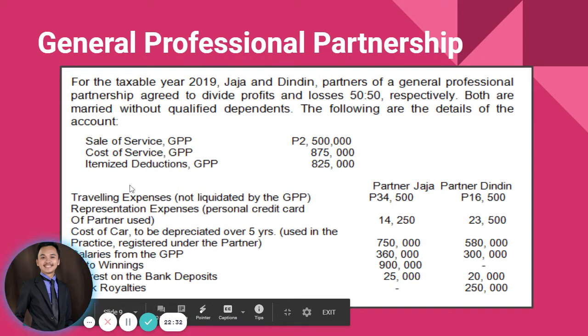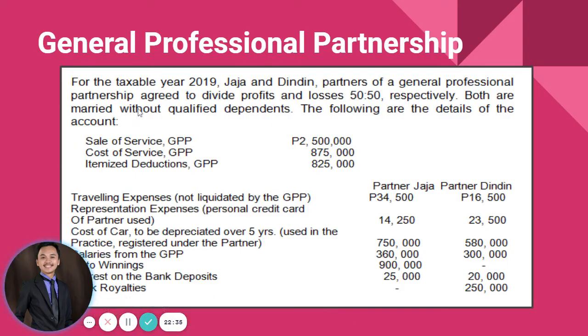Okay, we have here an illustration for the taxable year 2019, Jaja and Dindin. Partners of a general professional partnership agreed to divide profits and losses 50-50. Both are married without qualified dependents. The following are the details of the account. So we have the sale of services of the general professional partnership of 2.5 million. Cost of services of that GPP, 875,000, and their itemized deductions of 825,000.